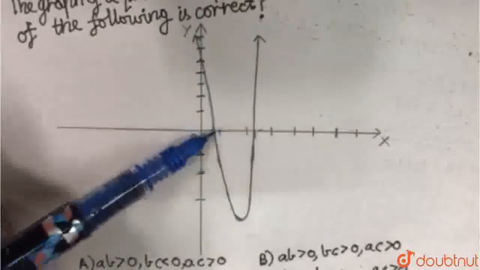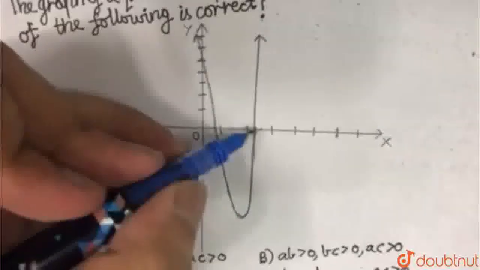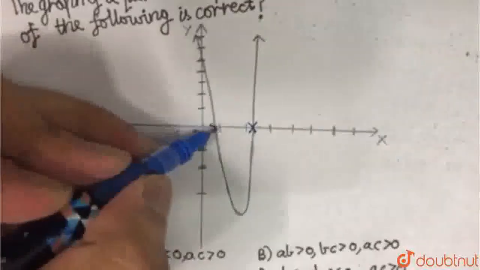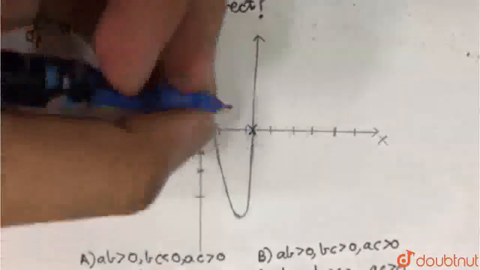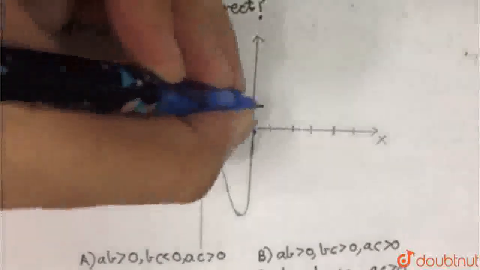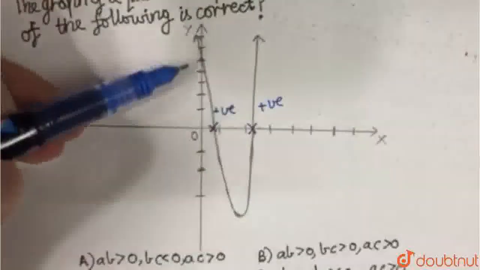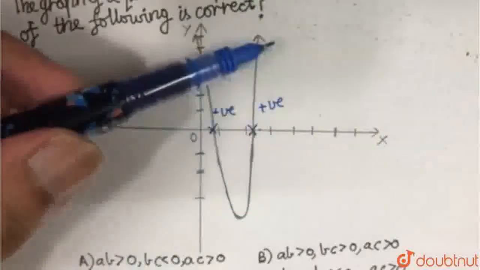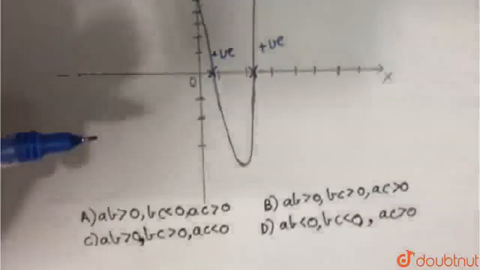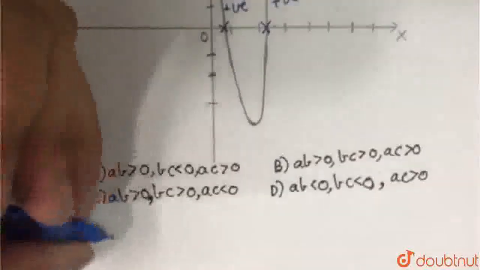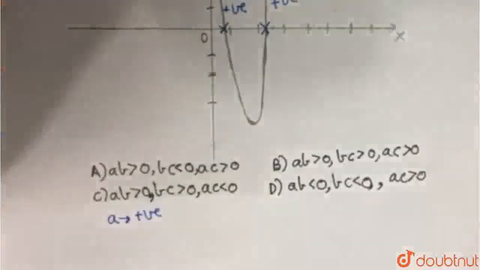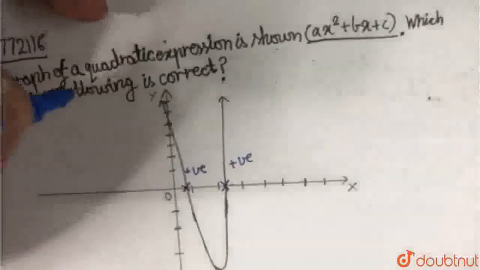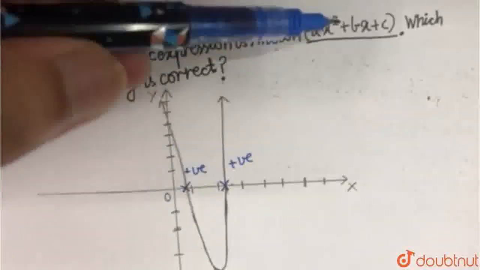And it has both roots which are positive because it intersects the x-axis at positive points on the right side of the origin. So both the roots are positive. And it is a graph which is opening upwards. So the leading coefficient, which is a, will be positive.